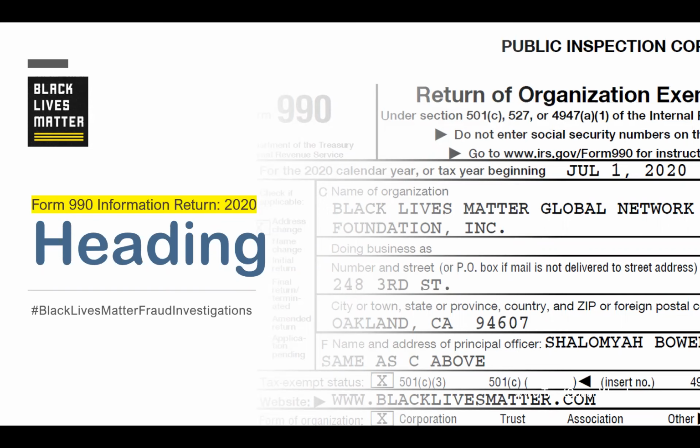I'm going to do a deep dive, comprehensive examination of the Black Lives Matter Global Network Foundation's Form 990 information return for the year 2020. I'm going to examine each section by section, to explain some of the red flags that I've discovered.